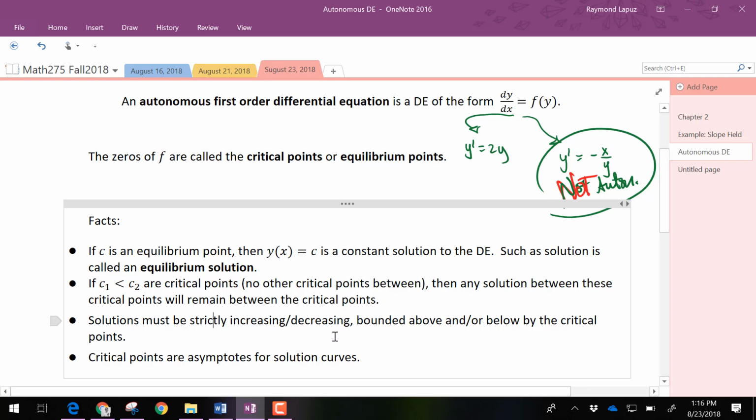Solutions must be strictly increasing or decreasing. So your solutions, because they're flowing, and then you have equilibrium points where Philip said it was asymptotes, your graphs are going to go either up to the asymptote or down to the asymptote. But it should never touch it. It should never pass it. And never passing it is like the second bullet point that they're saying. So always increasing or decreasing, never passes through those equilibrium points. And then critical points are asymptotes for all the possible solutions that you have.